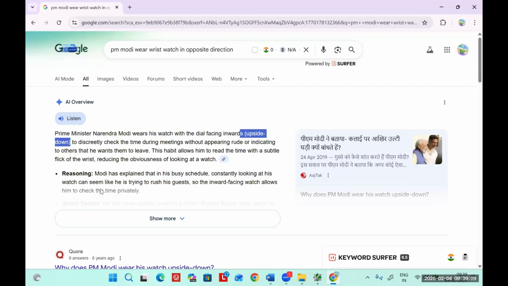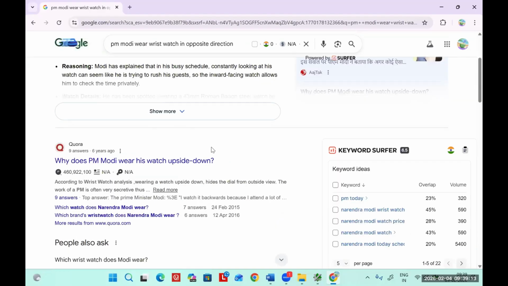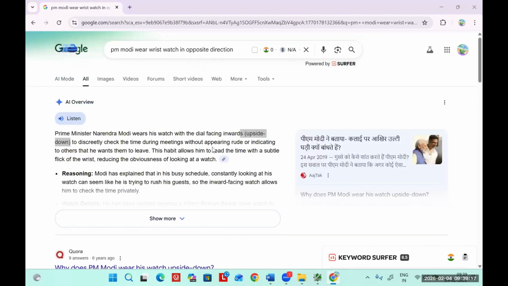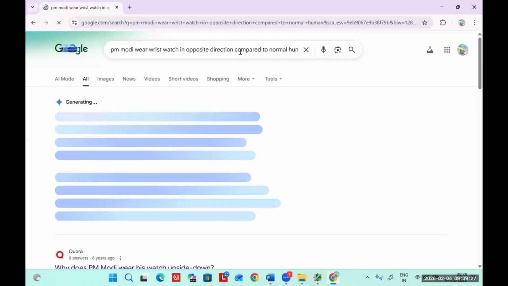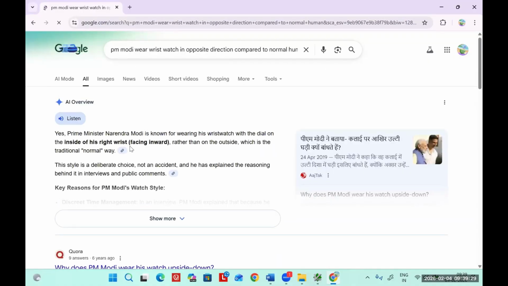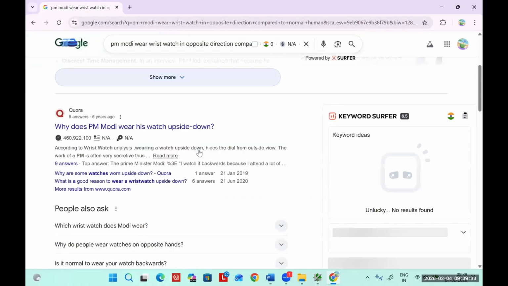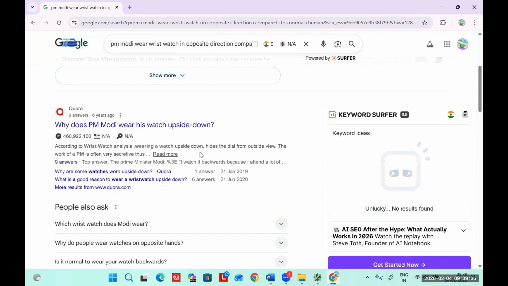Upside down. Meaning ulta. Meaning correct. Why? Why? Compared to normal. If you wear normally, facing inward means how you wear, yeah, our PM wears it in the opposite direction.